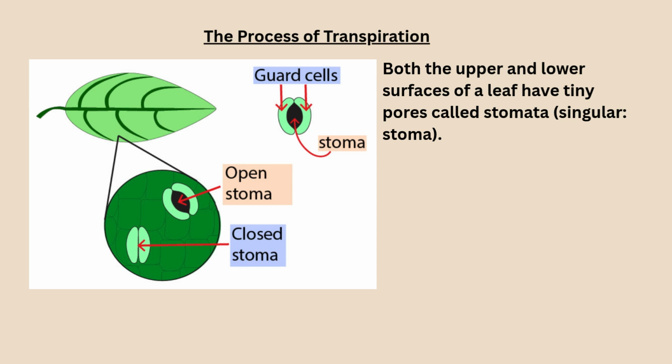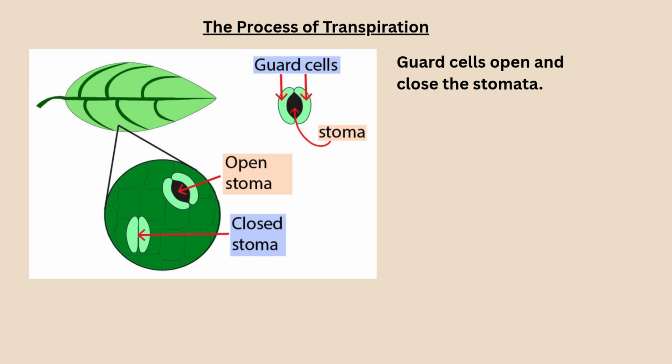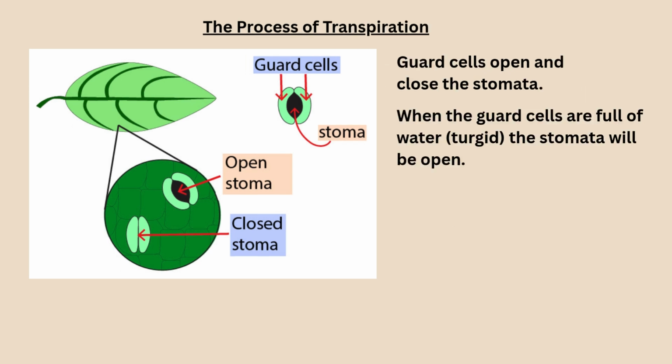The process of transpiration: both the upper and lower surfaces of a leaf have tiny pores called stomata, single stoma. When the stomata are open, gas exchange can occur and water vapour can diffuse out. Guard cells open and close the stomata. When the guard cells are full of water, that means the cells are turgid, the stomata will be open.